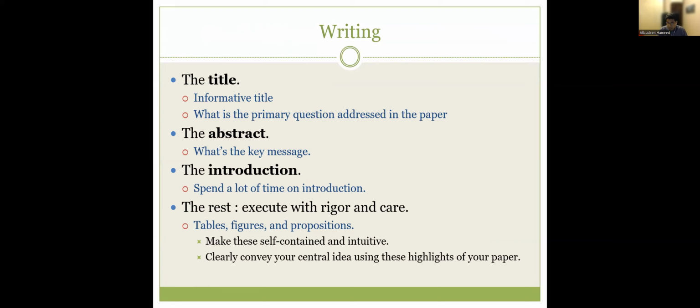So tables: the standard view is that tables should be self-contained. Figures should paint the main results and help to convey the central idea in the paper, right? Especially the figures, if you can have a figure even in the introduction, and if that helps to convey the main idea, that's great.